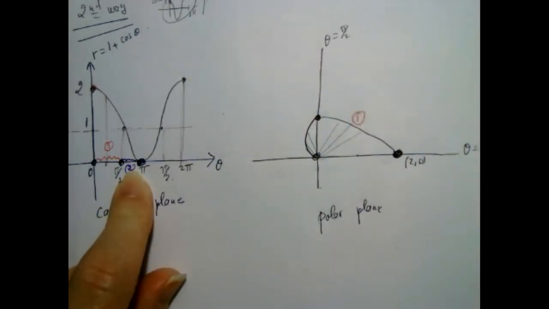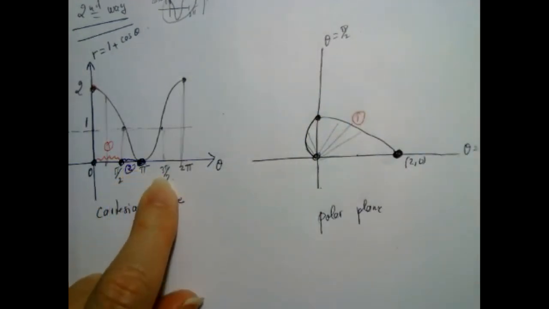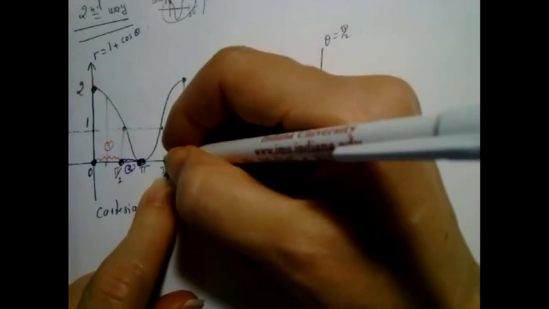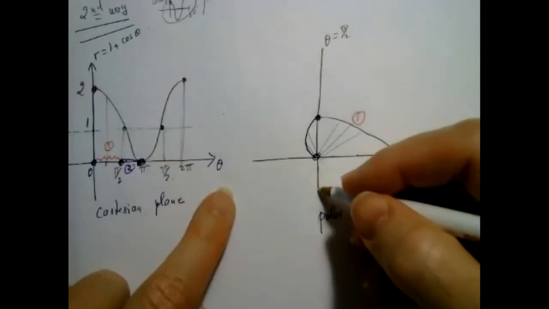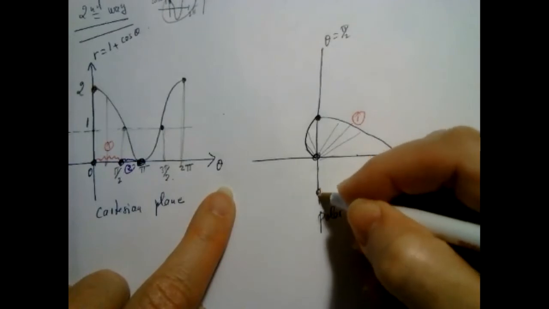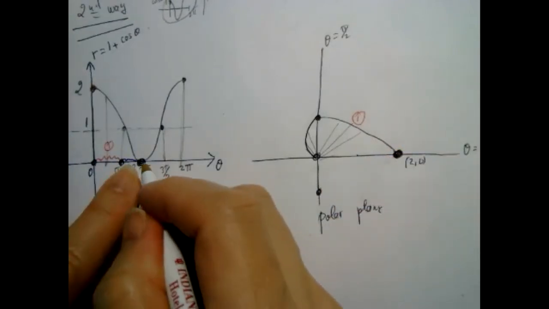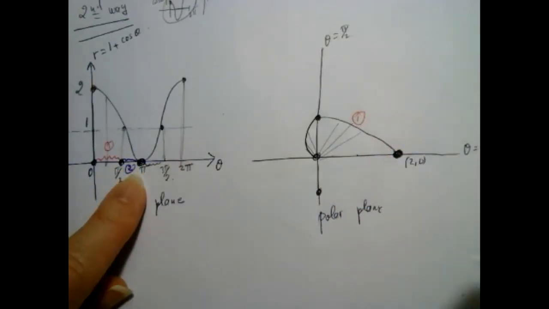Now, between pi and 3 pi over 2. At 3 pi over 2, I don't need to plot a point. I'm just going to look at my graph. The r is 1, that's the r. But what's happening between? This is region 2 if you want. That's the interpretation of region 2. Now I'm going to interpret region 3.